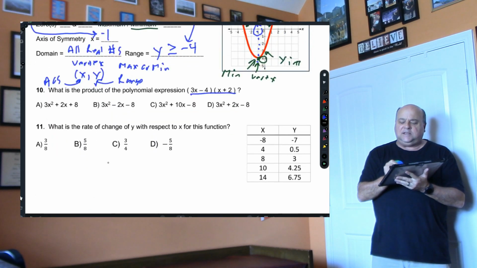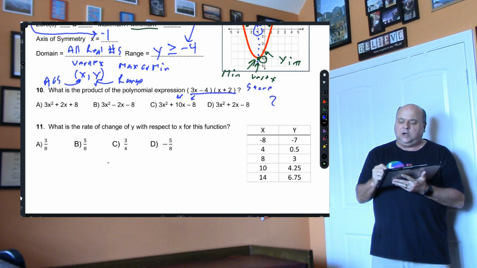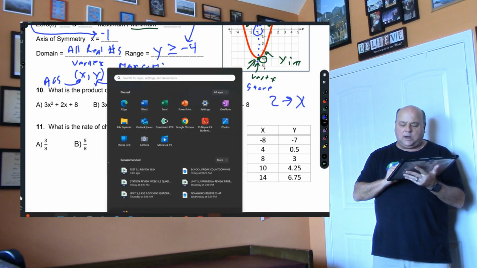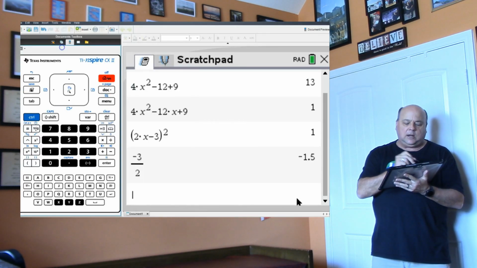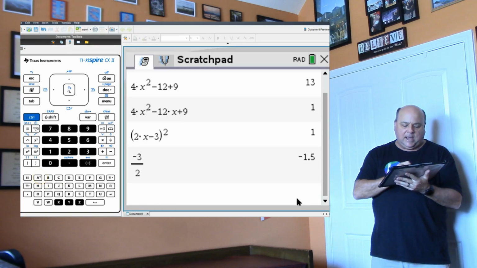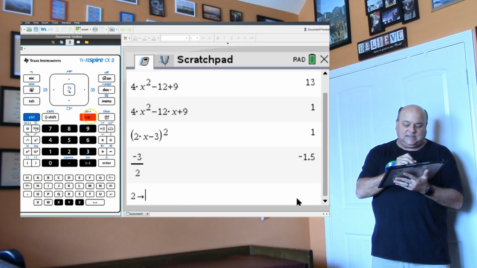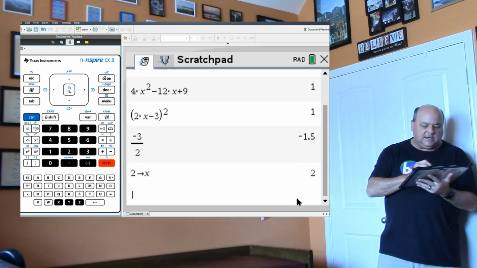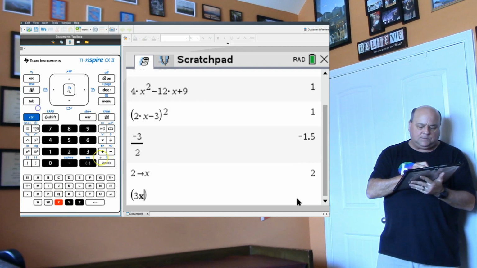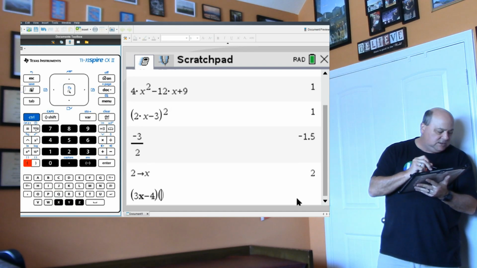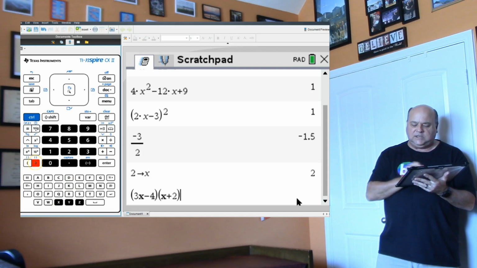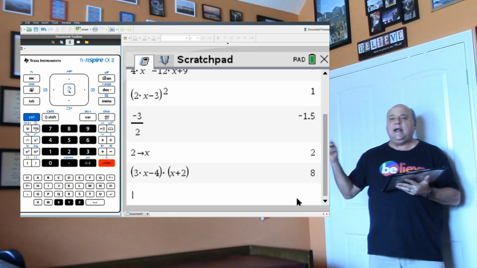This one right here is the same as these, so we're going to store again. We're going to store 2 for x, type in the problem, then go through and figure out which one matches up. So go to your calculator, home, and A to calculate. I'm going to store 2 for x again. Since I already did that, I probably don't have to do it again, but I have 2 for x. I'm going to type in the problem, parentheses 3x minus 4, close parentheses, and then x plus 2, close parentheses. I got my problem in, hit enter, and I get 8.